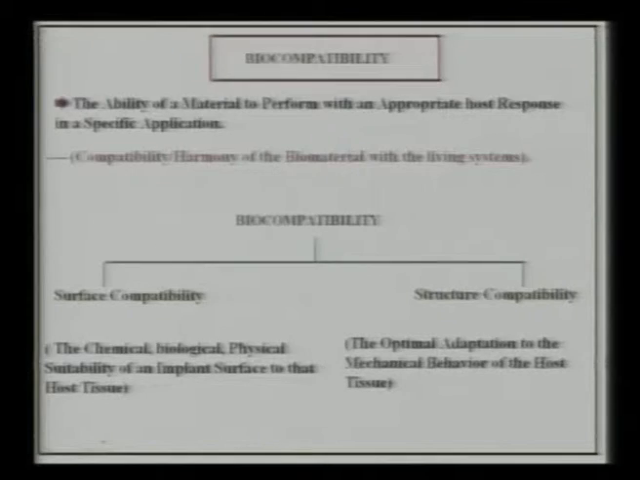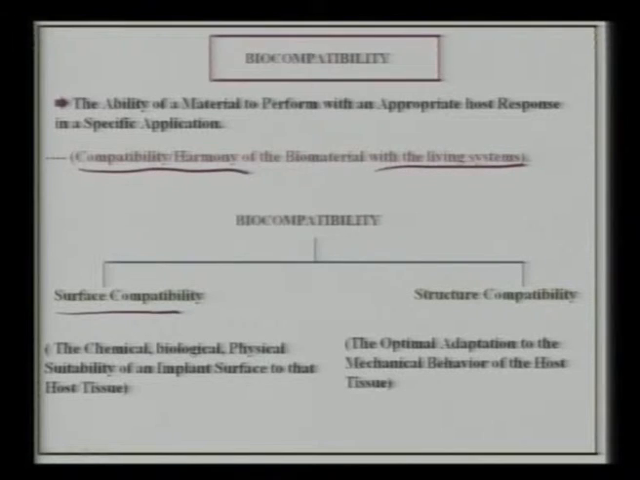So now you understand roughly the concept of biocompatibility and why the biocompatibility concept is different for different applications. Now here it has been defined a little more: the ability of a material to perform, that is the compatibility or harmony of the biomaterial with the living system. Living system means the human being system. Now there are two types of compatibility that they have defined here: one is surface compatibility and one is structure compatibility.